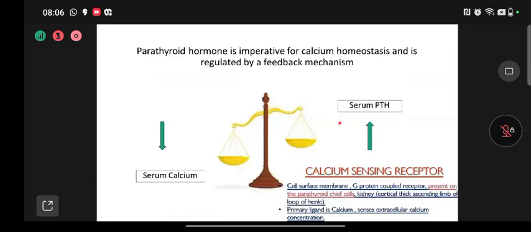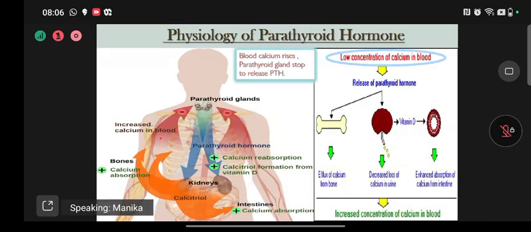Coming to the physiology of parathyroid hormone. Parathyroid hormone is imperative for calcium homeostasis, and it is regulated by a feedback mechanism. If there is a low calcium level in the body, then the calcium sensing receptors present on the parathyroid chief cells, which are basically G protein coupled receptors, get activated and sense the extracellular calcium concentration. If it's low, then the PTH level is going to be increased in the body once the calcium sensing receptors get activated. So this is the physiology of the parathyroid hormone.